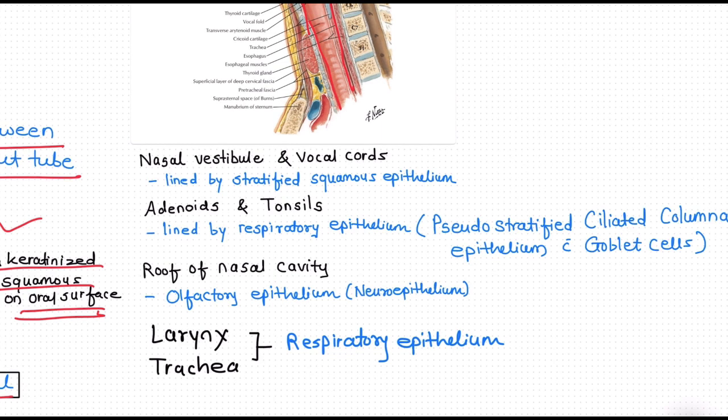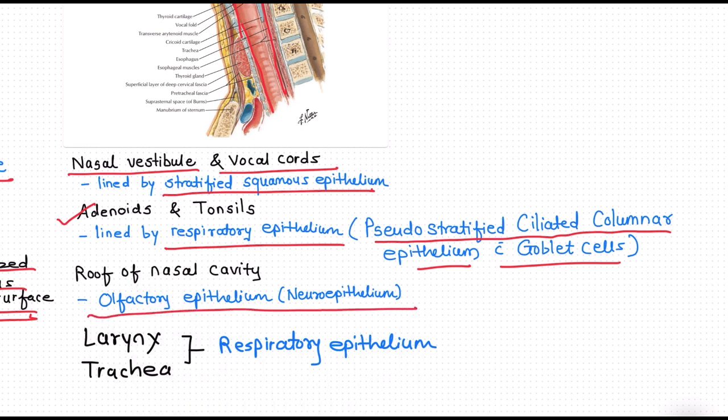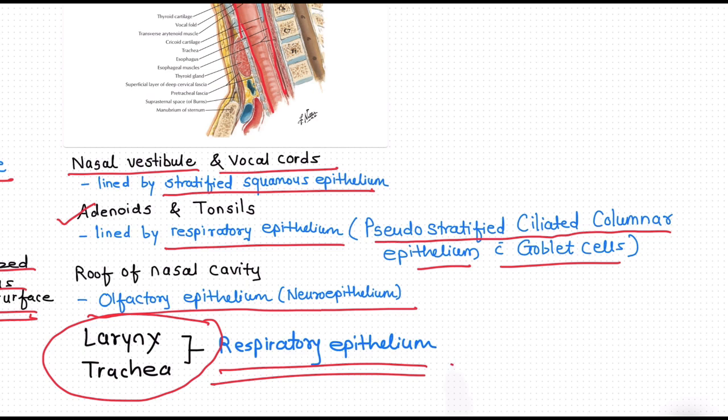Then there are the nasal vestibule and vocal cords. They are lined by stratified squamous epithelium. Whereas adenoids and tonsils are lined by respiratory epithelium, which is also called pseudostratified ciliated columnar epithelium with goblet cells. The roof of the nasal cavity is lined by olfactory epithelium, which is also called neuroepithelium. And the larynx and trachea are again lined by respiratory epithelium, which is nothing but pseudostratified ciliated columnar epithelium.